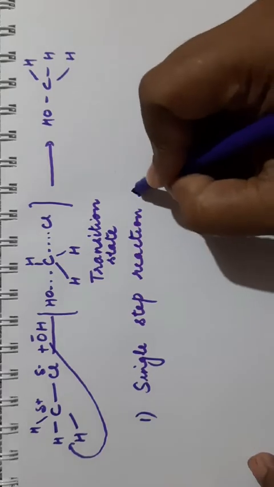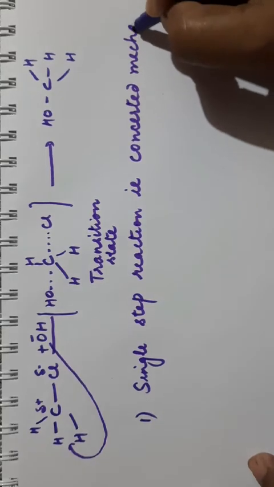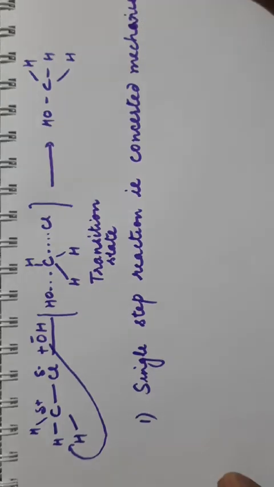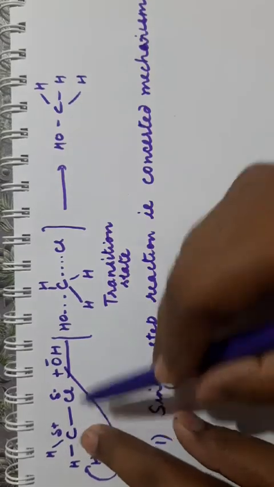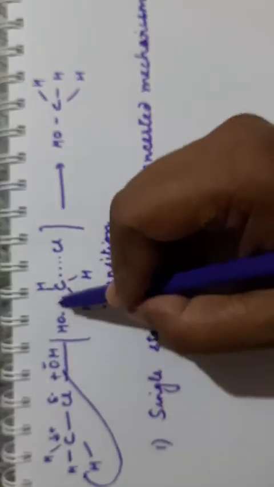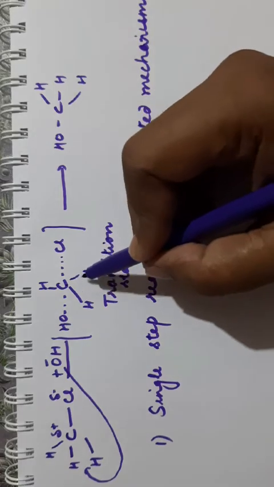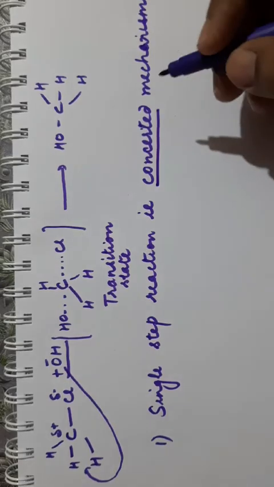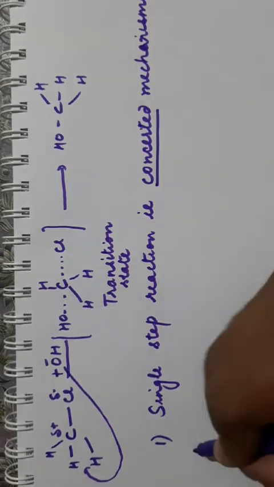That is, there is a concerted mechanism. Now what is the meaning of this? See, the C-Cl bond breaks and the OH bond is forming in the single step. So all is taking place in a single step here: the formation of OH bond with the carbon and the breaking of Cl bond with the carbon. So it is a single step reaction known as concerted mechanism. Concerted means all together in a single step, or doing together.